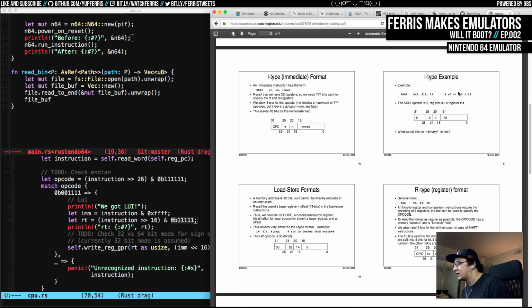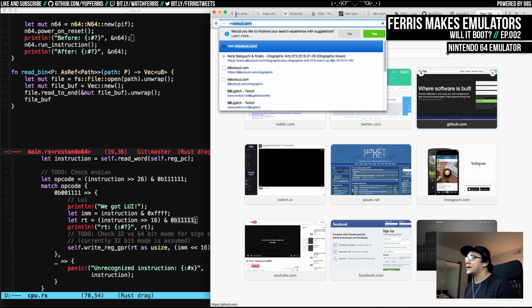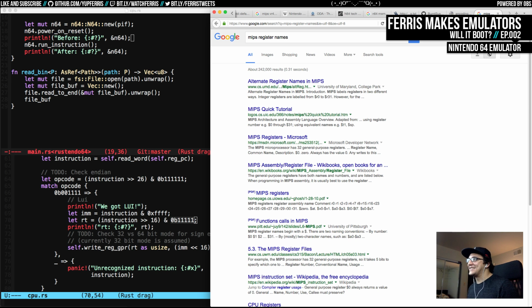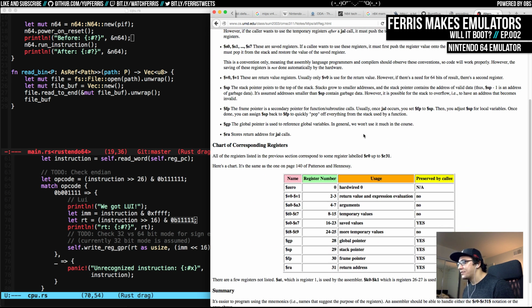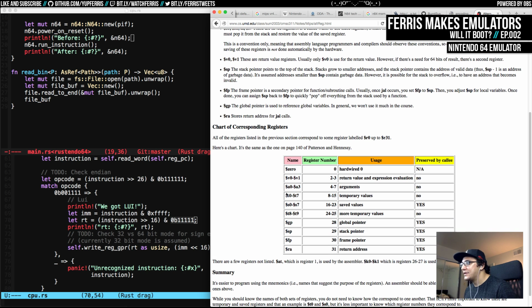Maybe there's something there. Let's search MIPS register names. Let's see if that helps. Alternate register names in MIPS. So T0, T1 through T9 are temporary registers. When you make a subroutine call, the callee does not have to save these registers if it wants to use them. However, the caller must save them if it wants to use temporary registers after the call. Okay, actually, guys, I think we're onto something here. Yeah, okay, right here. Chart of corresponding registers. Names T0 through T7 start at 8 through 15. So 09 is totally correct for the index register we're using. It just happens to be called T1 because it's one of the designated temp registers.